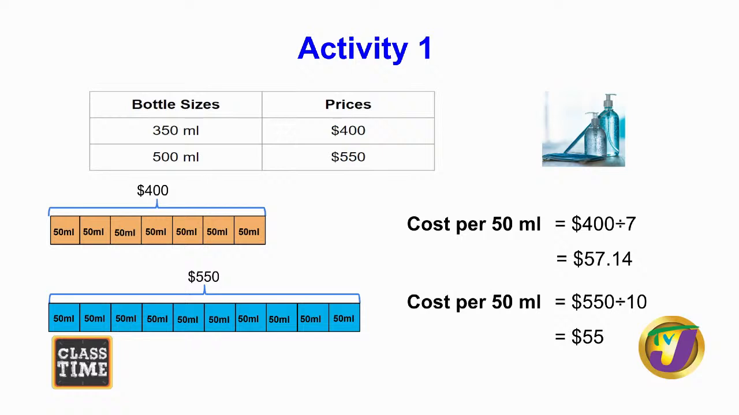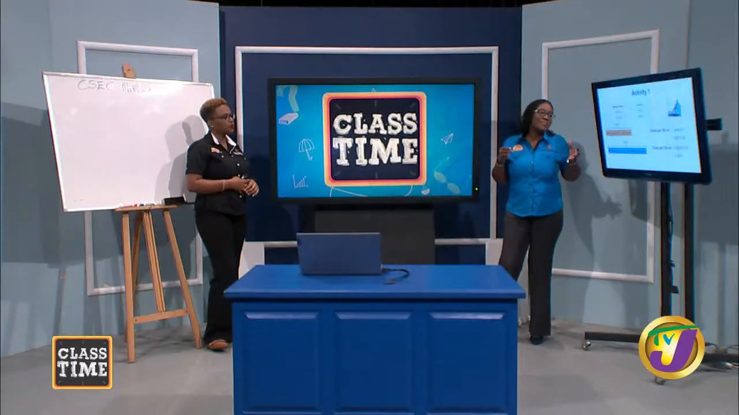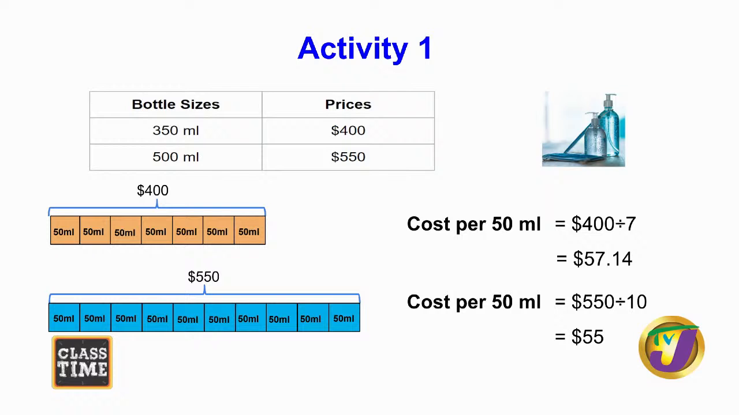That's it. So let's look now. If I'm paying $57.14 for 50 ml from the 350 ml bottle, that's bottle A, the smaller bottle. The next one, I'm paying $55 for 50 milliliters. The same amount, but a cheaper price. So I would say that the 500 milliliters would be the better buy. And it's just $150 more.